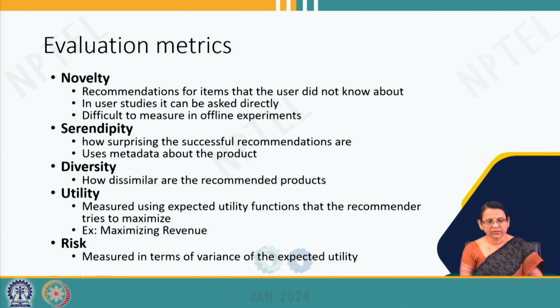The next metric is about measuring the utility. This utility is measured in terms of something which the recommender system is intended to maximize. For this purpose, you have to build a utility function. For example, if your aim is to maximize the revenue, you have to build a function accordingly, and collecting the data you have to test it. Next is risk. It is measured in terms of variance of the expected utility.